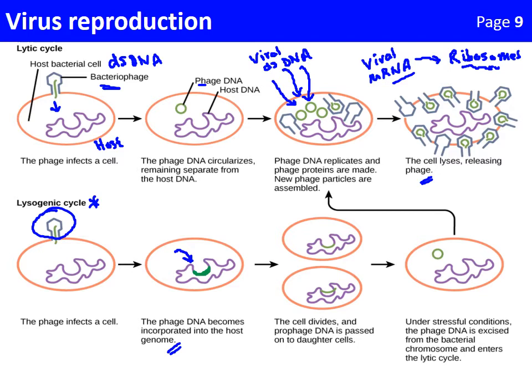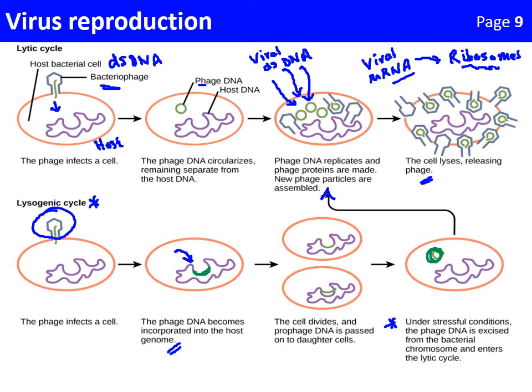Now, if some sort of stressor occurs to these bacteria, and that might be, for example, a change in temperature or a change in pH, the viral DNA can be excised from the host chromosome. That means it can be removed once again. Now that viral DNA, it's double-stranded DNA, allows the virus to enter the lytic life cycle. So we've got a change here from the lysogenic dormant life cycle to the lytic life cycle of the virus.